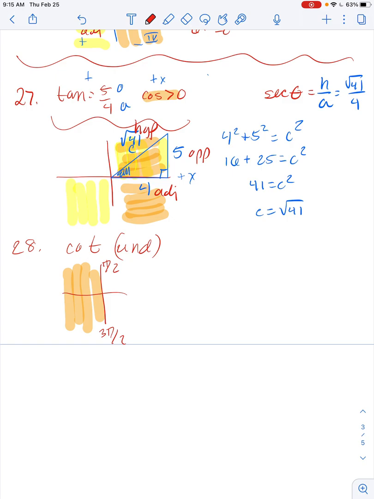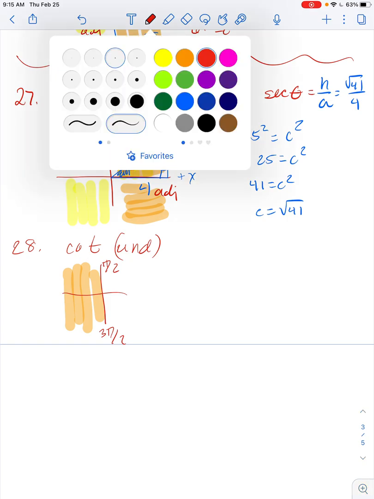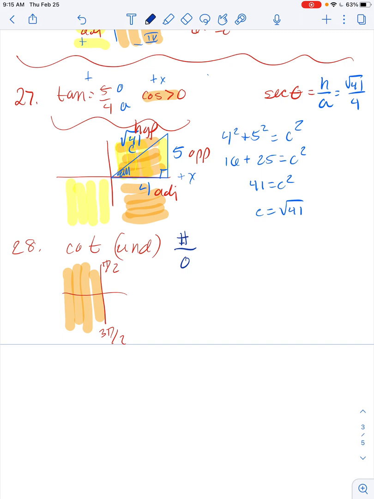Where is the cotangent undefined? Well, the only way that that will be undefined is if the bottom number is 0. Well, the only 0 coordinate I have between pi halves and 3 pi halves is right here, where it's -1, 0. Cotangent, remember, is the reciprocal of tangent, so it's going to be the x over the y, which would be -1 over 0. So they are talking about this spot. That is a place where the cotangent's undefined in between pi halves and 3 pi halves.